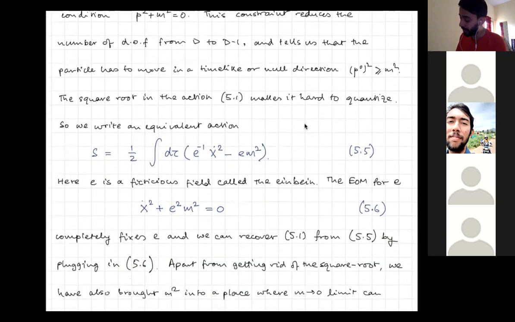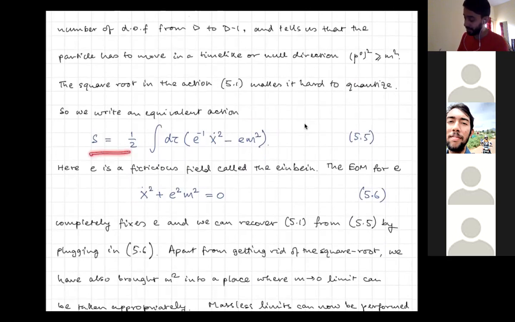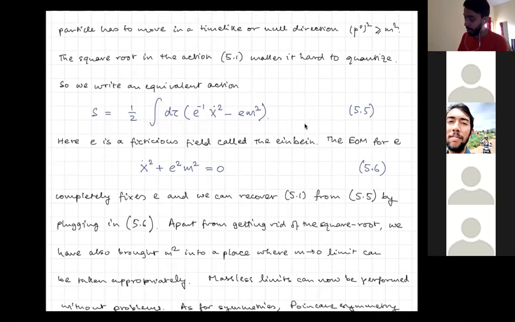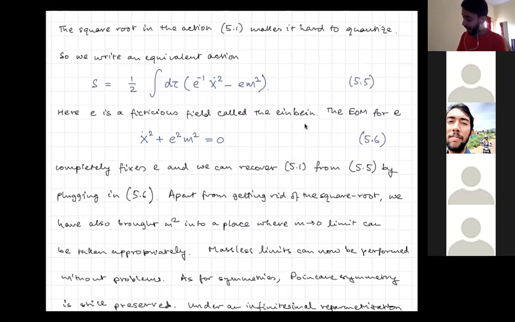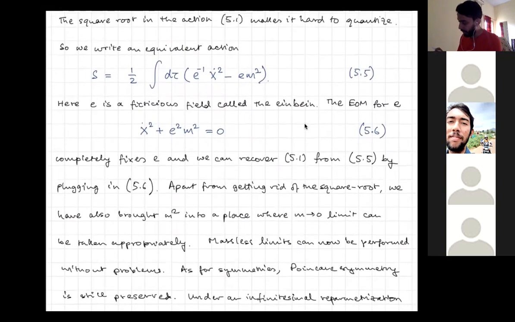So we have a nice looking action. As I said, apart from getting rid of the square root, we have also brought m squared to a place where the m going to 0 limit can be appropriately taken. You can now perform massless limits without any problems. What are the symmetries of this action? Again, you can show that Poincaré symmetry of space-time will be preserved, as will reparametrization invariance.